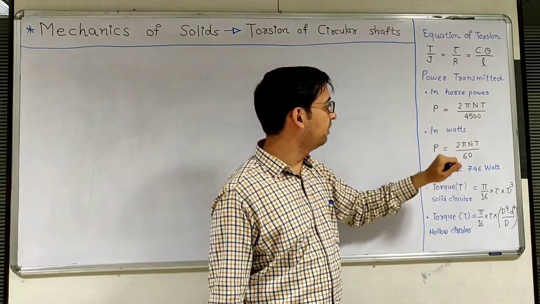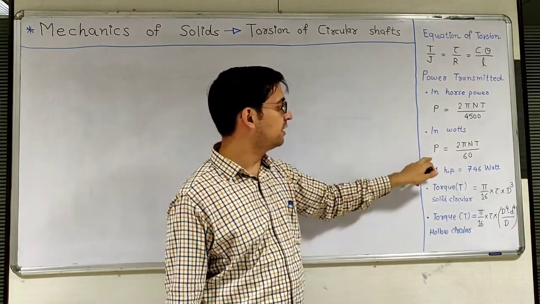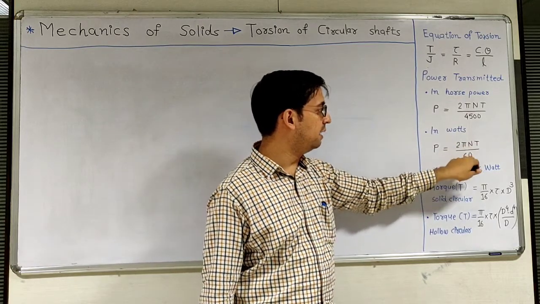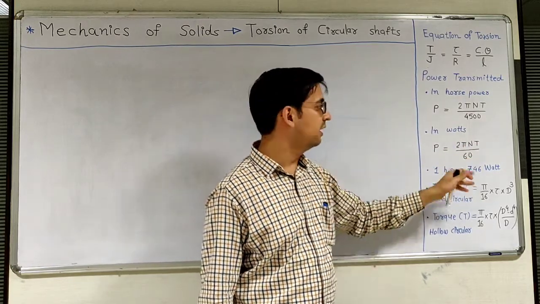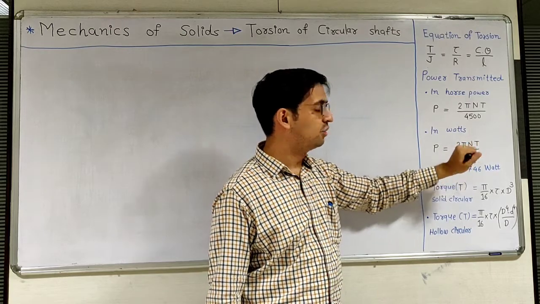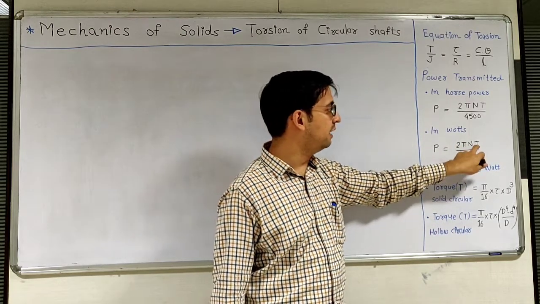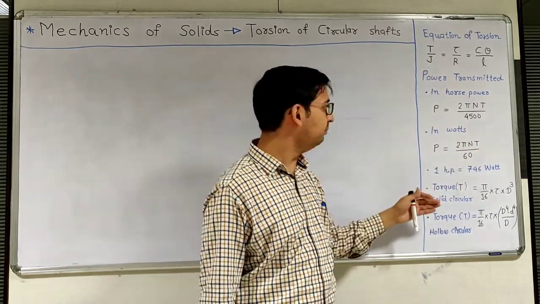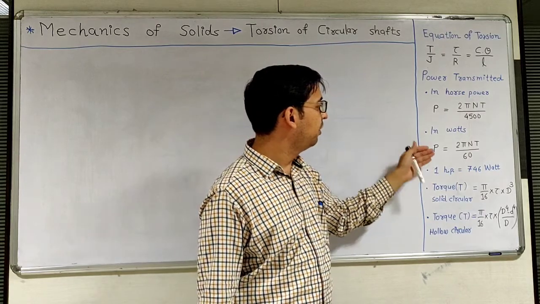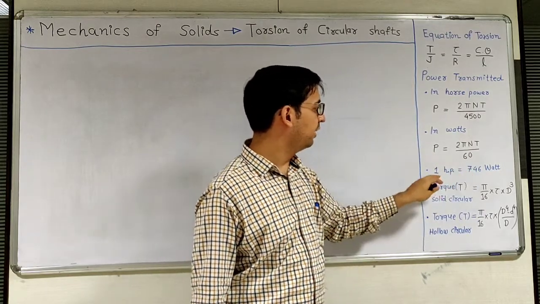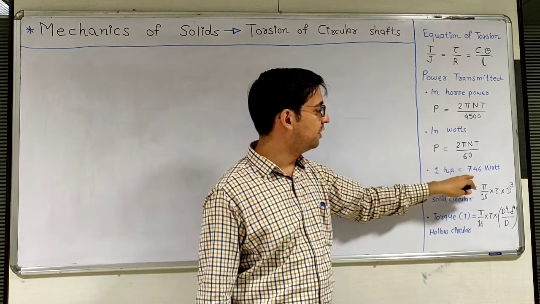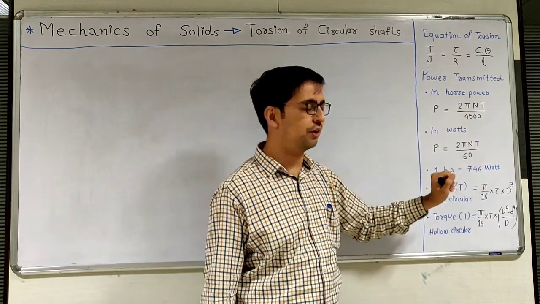Now in watt, the power transmission equation is 2 pi NT by 60. Here same N is speed in RPM and T is torque. Now conversion from horsepower to watt: as we know, 1 horsepower equal to 746 watt.